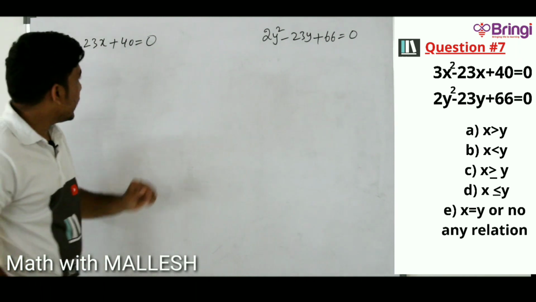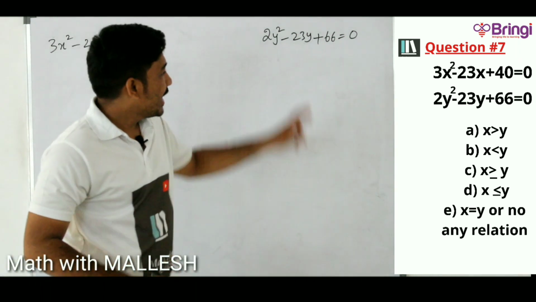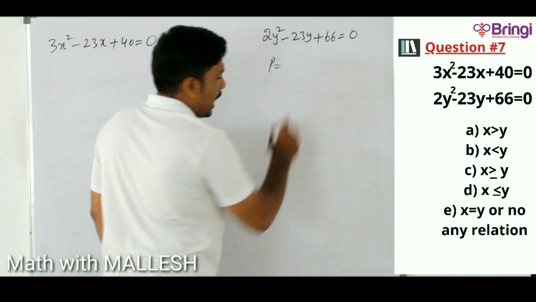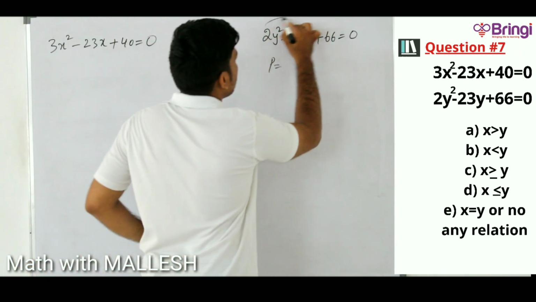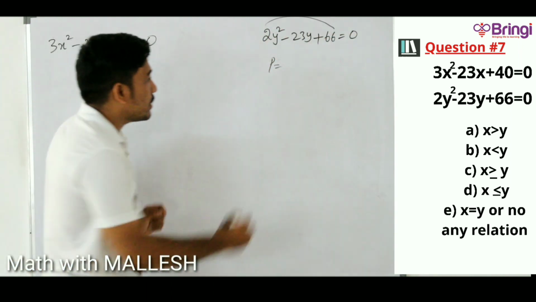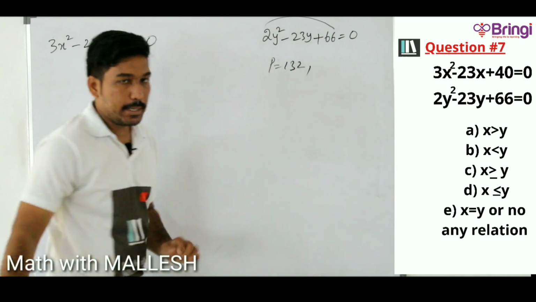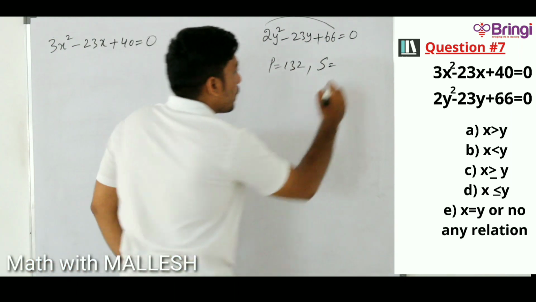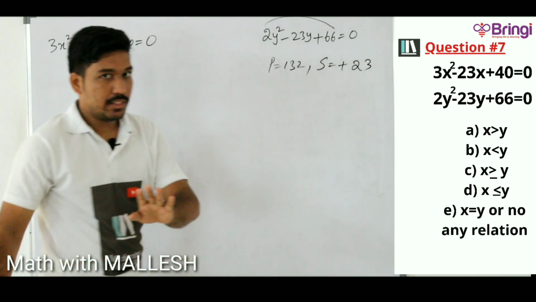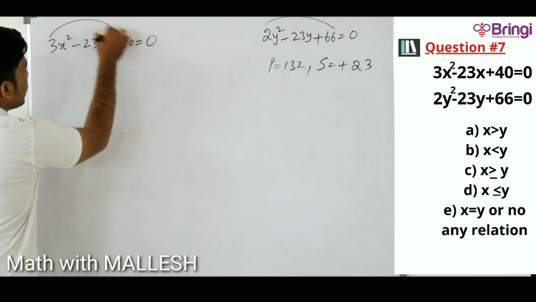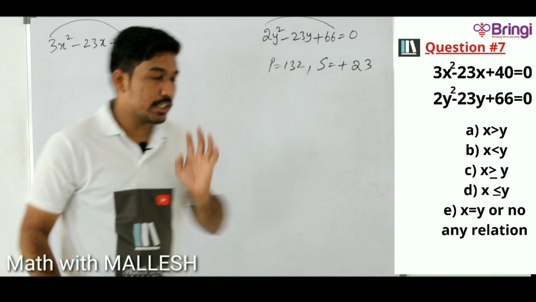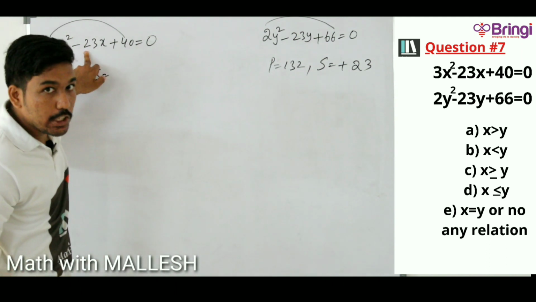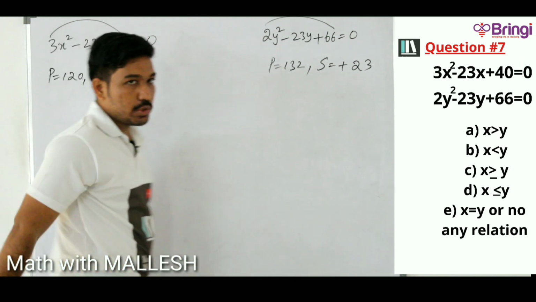3x square minus 23x plus 40 is equal to 0, 2y square minus 23y plus 66 is equal to 0. First thing, take the product, I am writing P. So product is 2 into 66. What is the value? 132. Correct? Next, what is the sum value? Sum has negative 23, so we take positive 23. Till this point clear. And here product 3 fours are 120. Product is equal to 120, and sum is 23.